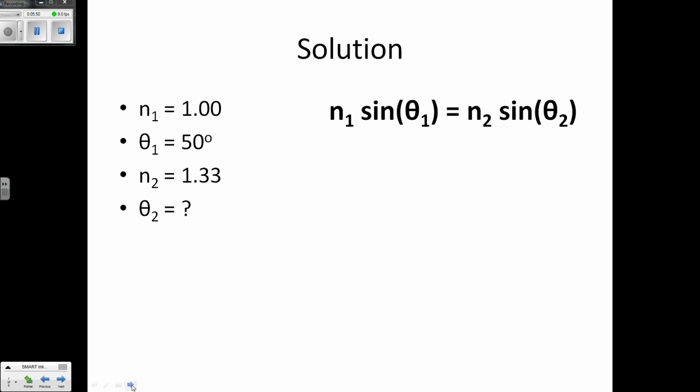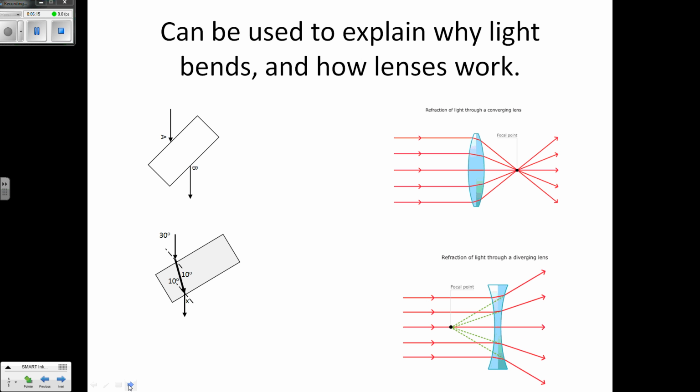If I were to write them in, I would have here 1.00 times the sine of 50. And keep in mind where I'm putting in my parentheses. That's going to be equal to n2, so 1.33 times the sine of my unknown angle. And from there, I would go through my solution.